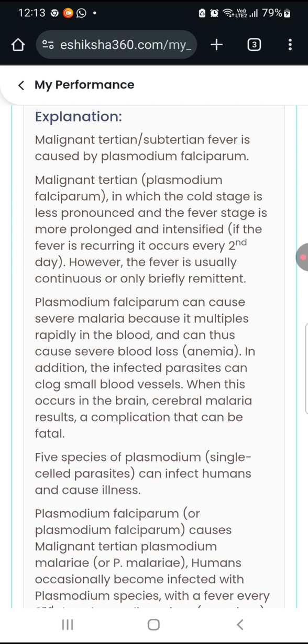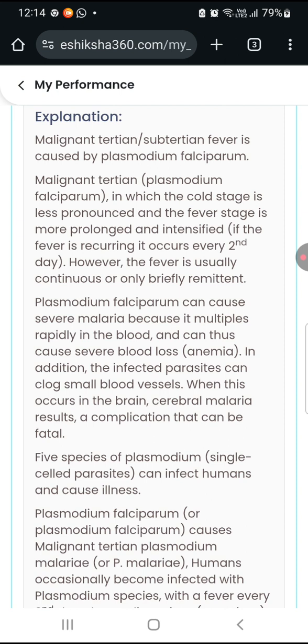Malignant tertian Plasmodium falciparum malaria is one in which the cold stage is less pronounced and the fever stage is more prolonged and intensified. If the fever is reducing, it occurs every 2 days. However, the fever is usually continuous or only briefly remitted.